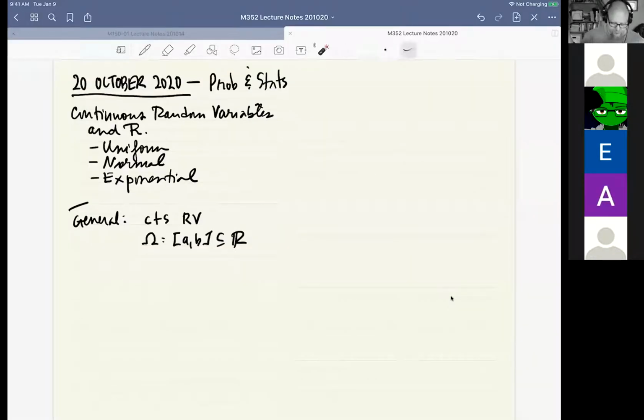Okay. So in general, when you've got a continuous random variable, and I'm abbreviating here for speed, you have a sample space that is an interval of real numbers. Okay, it's a continuum. And then you have an associated probability density function.